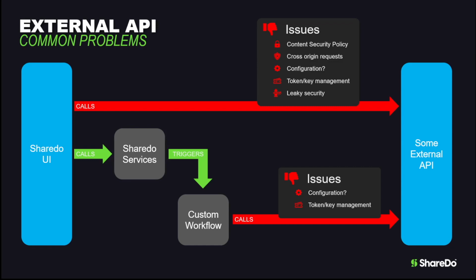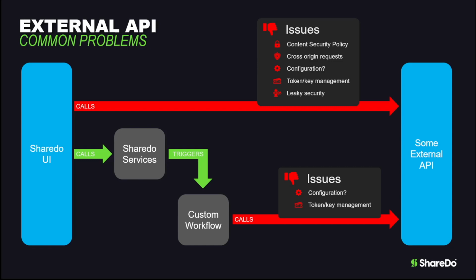So starting with the UI calling your external service directly, there's a couple of things that are going to completely block you to start off with. The first thing will be the content security policy. So this is the content security policy within Sherdo itself. So Sherdo has a feature where you can configure what things the browser is allowed to talk to when Sherdo is running in the browser. It's very restrictive to start off with, so it doesn't actually allow you to talk to very much at all.